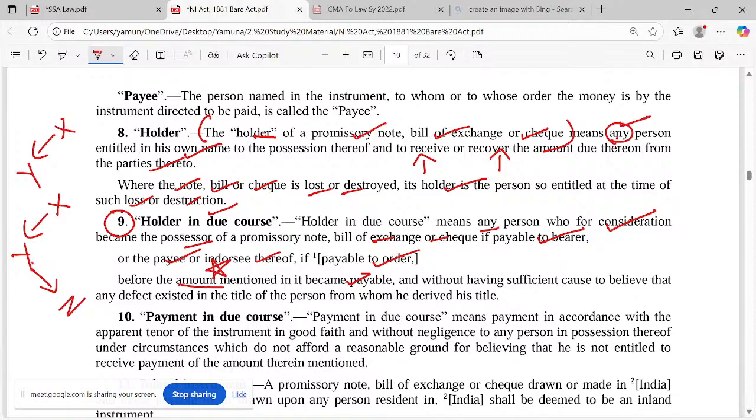That's what they mentioned here. Okay. So, and without having sufficient cause to believe that any defect existed. This is normal, no defect should exist because clear title has to be passed. Is it okay? So that's about 8 and 9.